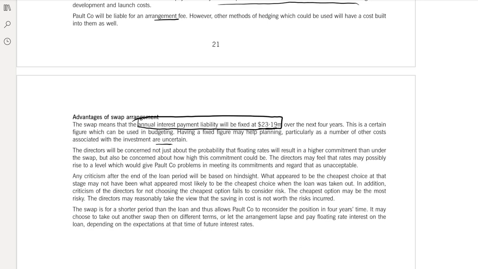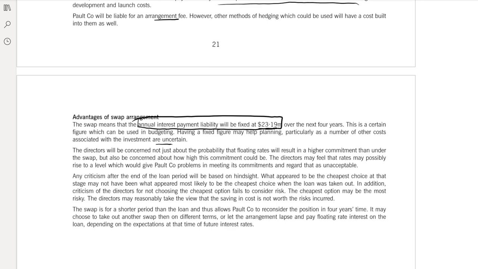Directors will be concerned not just about the probability that the floating rates will result in a higher commitment than under the swap, but also about how high this commitment could be. Directors may feel that rates may possibly rise to a level which gives the company problems in meeting its commitment and regard that as unacceptable. So if directors are concerned about the floating rates, you have locked your position and you have reduced that uncertainty level because of the swap contract.